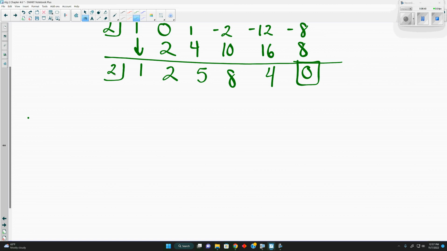Let's do this again. But this time, instead of with 2, we're going to use what? Is it 1 or -1?